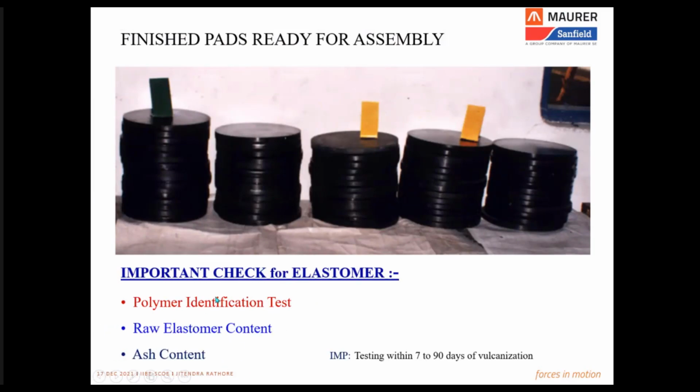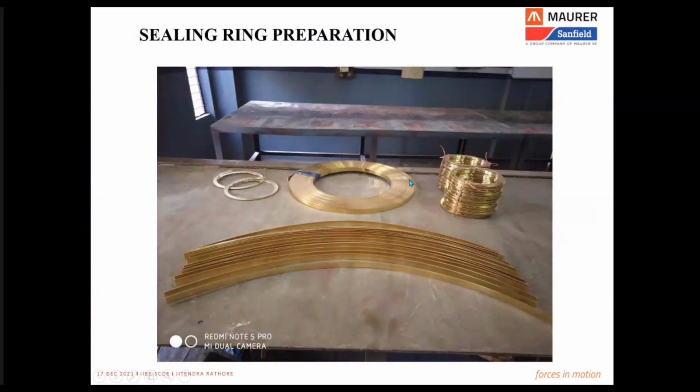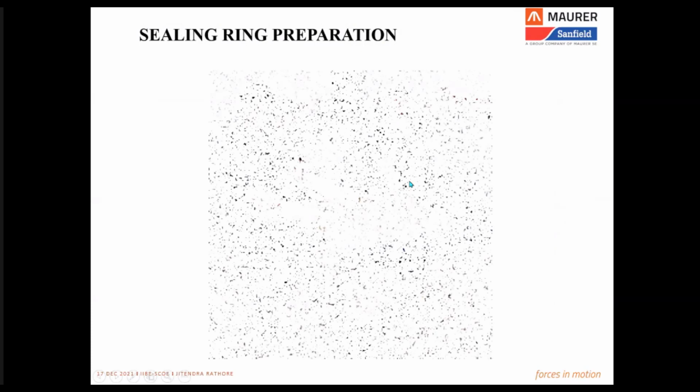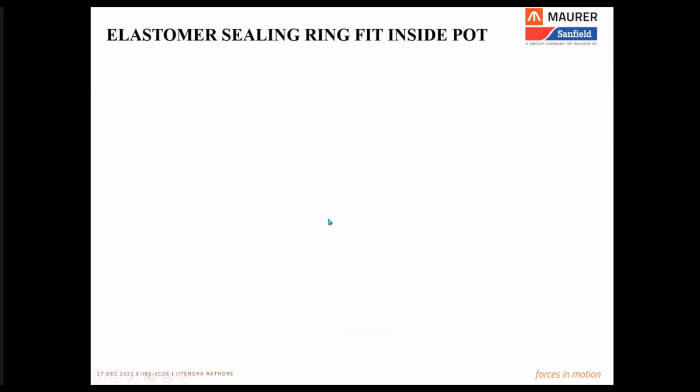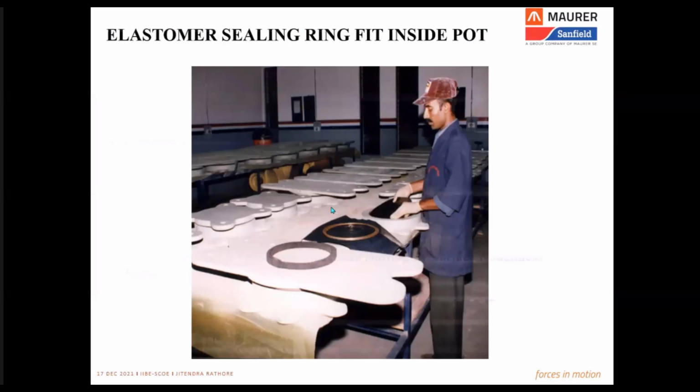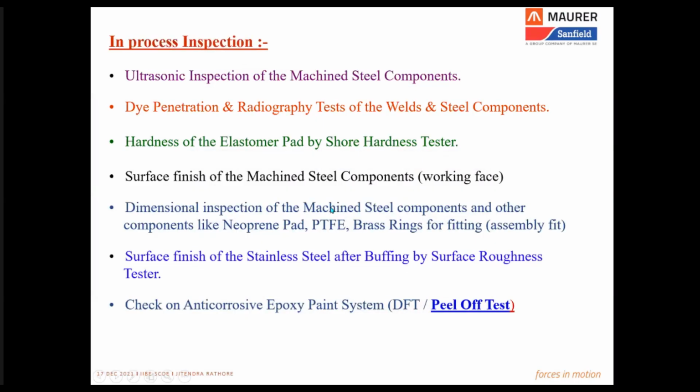All the important tests like polymer identification, raw elastomer content, etc. should be done. Other components also have to be checked for their properties, for their fitment inside the assembly. Once the raw materials are checked and taken into the production process, there are a series of tests applicable during the production process.